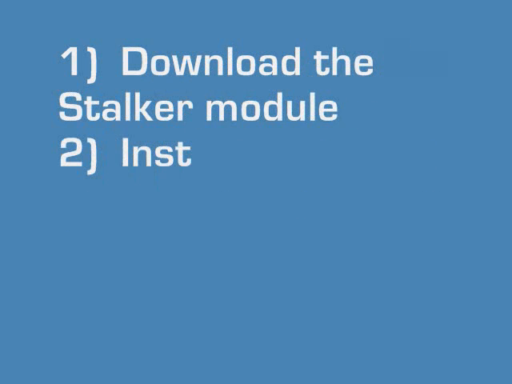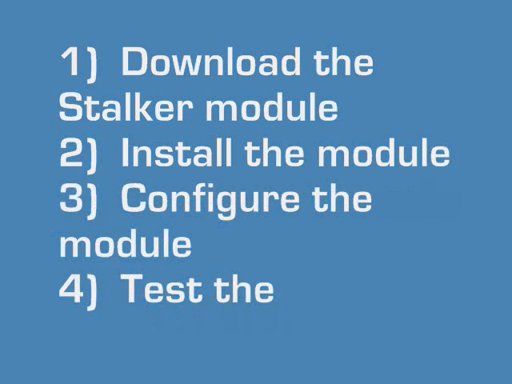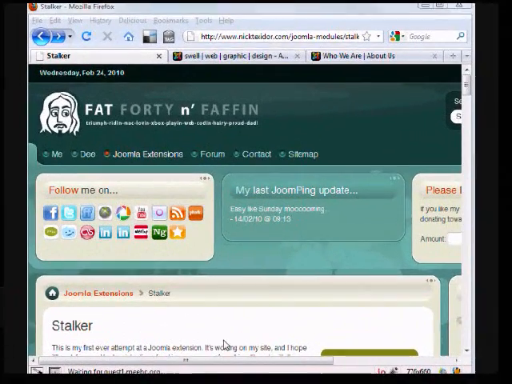We're going to use the regular 4-step process for installing Joomla extensions. First, we'll download the module, then we'll install it, configure it, and finally we'll test the results. Let's get started by downloading the files that we need.